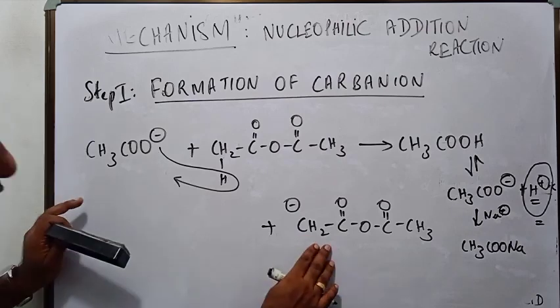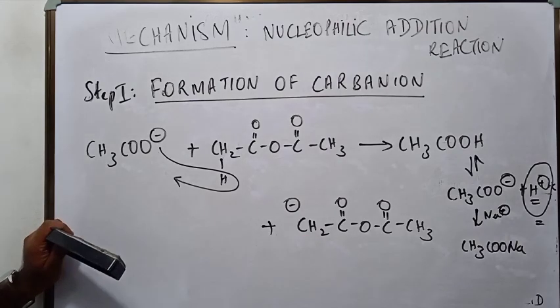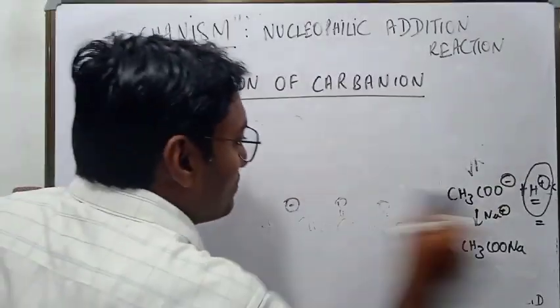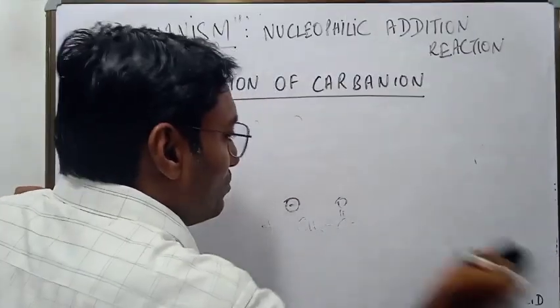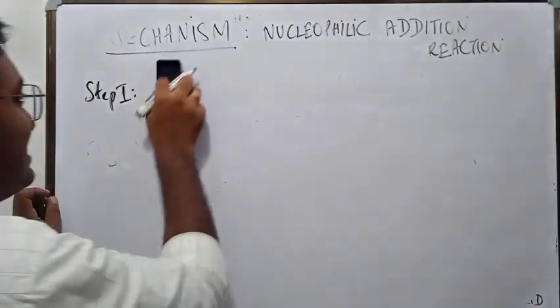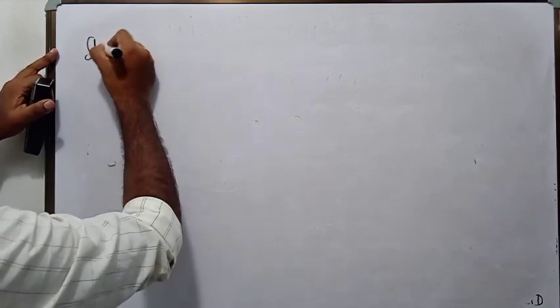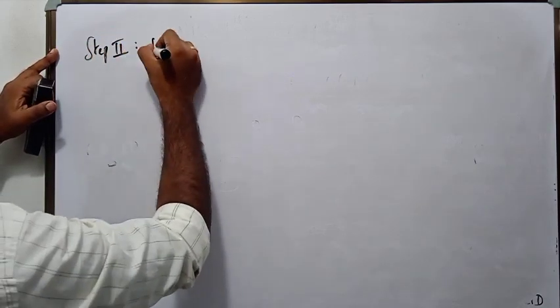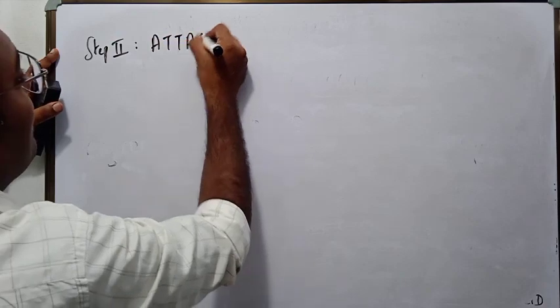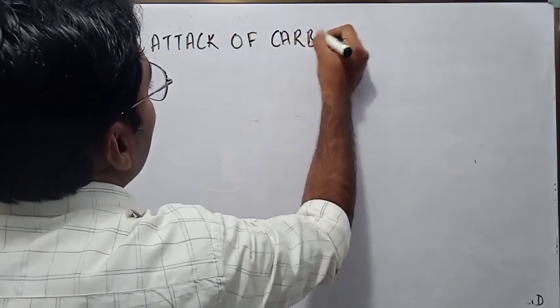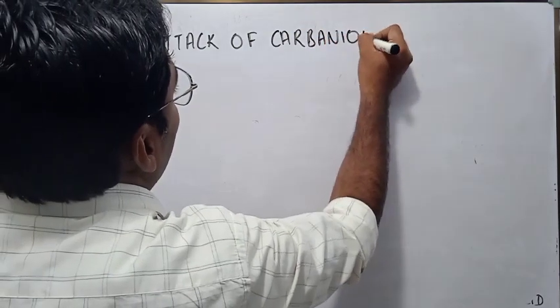So we got a carbon anion like this, right? Now let's go to step number 2. Step number 2. What do you think? The carbon anion will sit idle? Never. It will attack, right? So step number 2 is attack of carbon anion. Let's see what happens here.